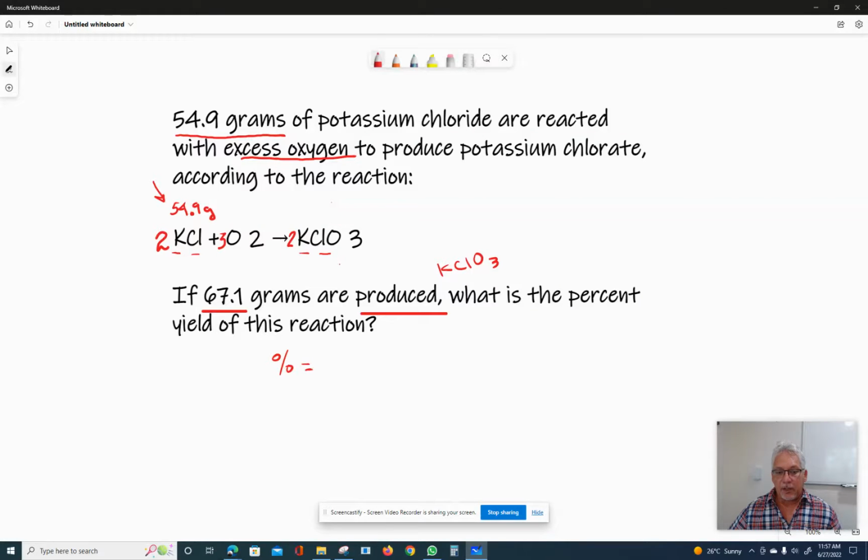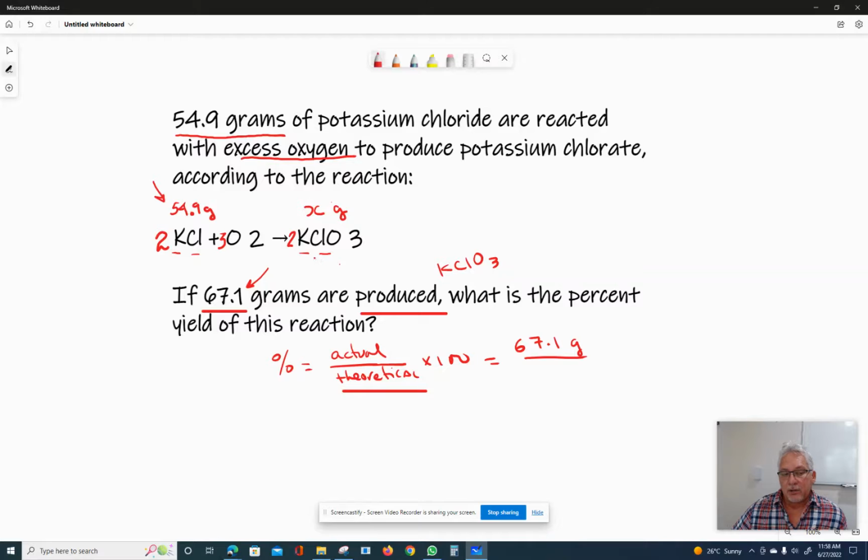Percent yield will be equal to actual yield, which is given already, over theoretical yield, which is not given, we need to calculate, times 100. The actual is already given. This is the real amount that you get when the reaction takes place, 67.1 gram. And we need to find the theoretical. How? Finding the mass of potassium chlorate being produced in this reaction.